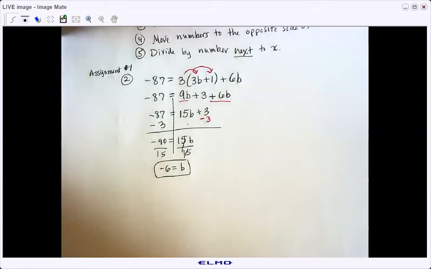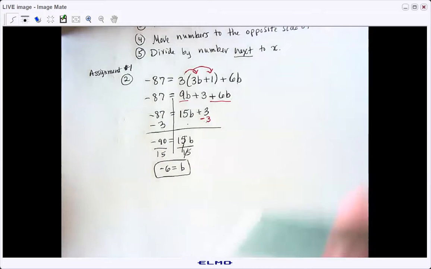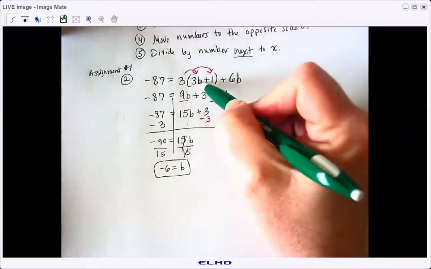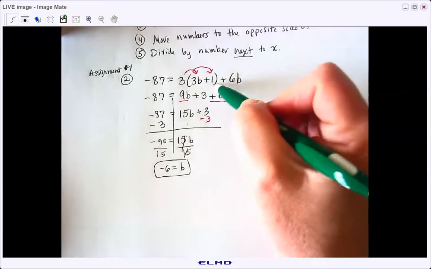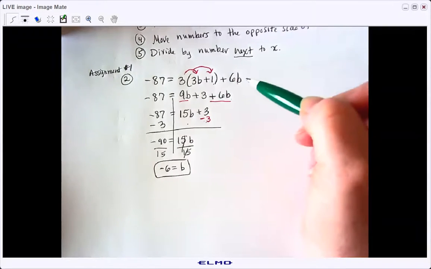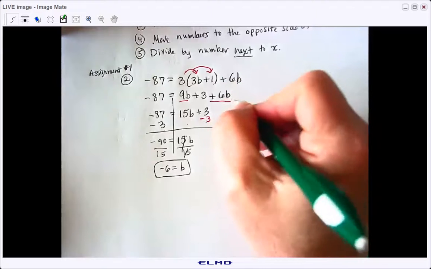Anything else that might be a road trap? Yeah. Okay, good. And somebody in the chat put distribute. Distributing can be tricky because if they distribute to the 3B, maybe they forget to distribute to the 1, or maybe they also distributed to the 6B. Okay. So that's definitely a tricky part.